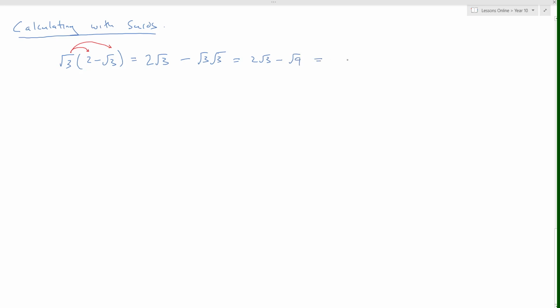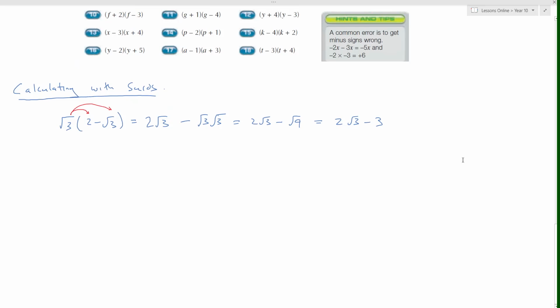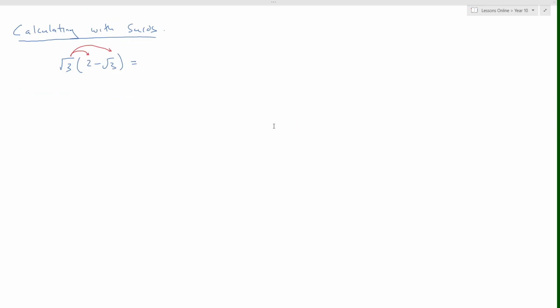Square root of 9 is 3, so that's 2 root 3 minus 3. What we do write generally is the following. In reality, with this question, what we would tend to write, we've got root 3 times 2, so that's 2 root 3. And then we've got root 3 times root 3, which is root of 9, and the square root of 9 is 3, so we tend to just write it straightforward as 3.